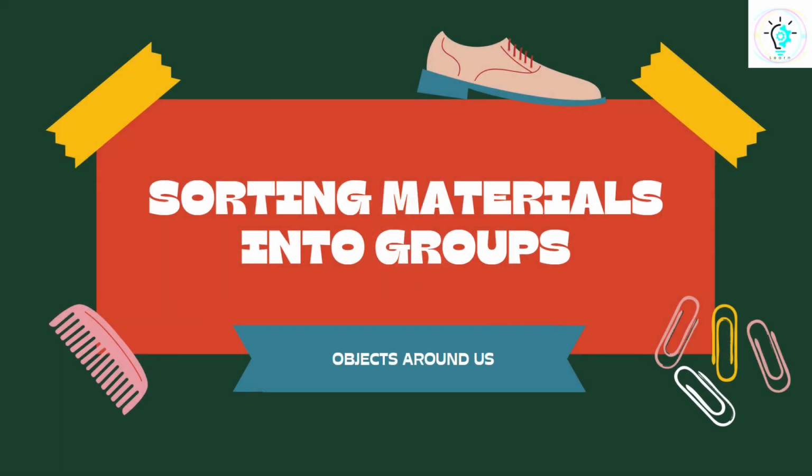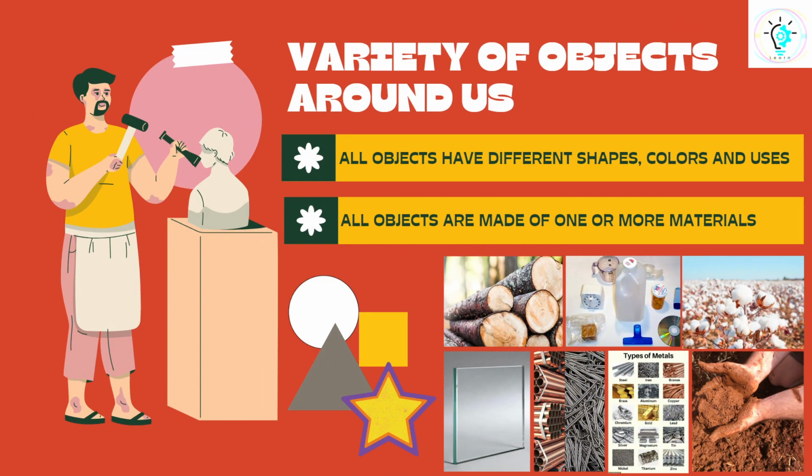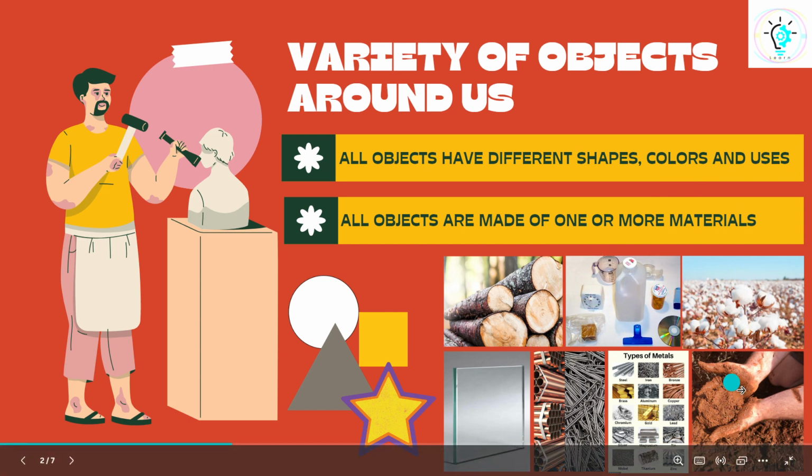So let us begin. There are several objects around us. The variety of objects around us have different shapes, colors and therefore different uses. But all the materials that we have are made up of one or more materials, like it can be wood, it can be liquid, plastic, it can be cotton, it can be soil, some type of metal or even glass.